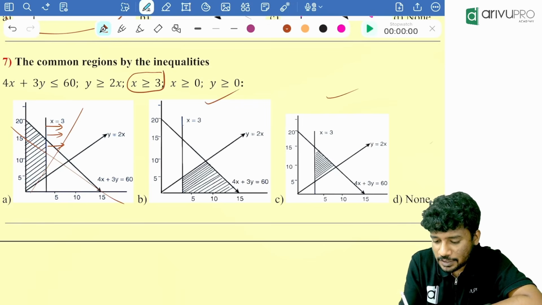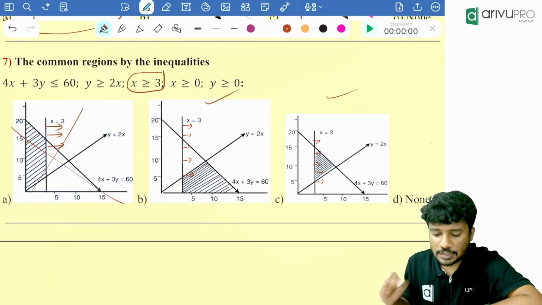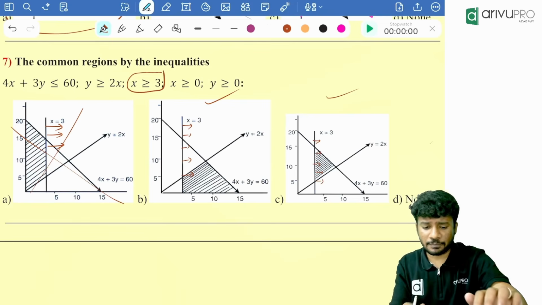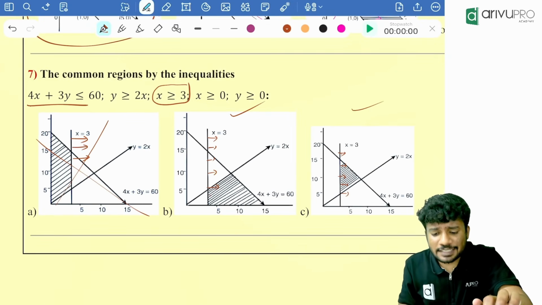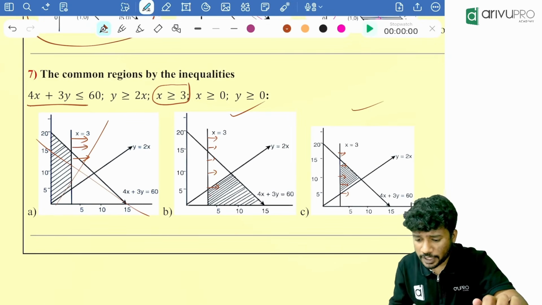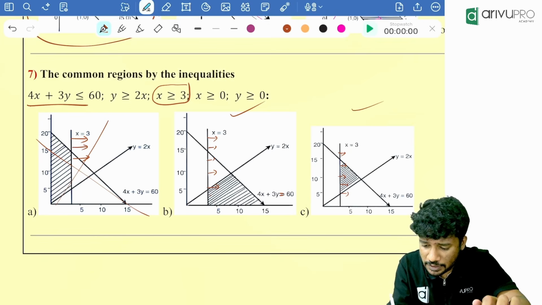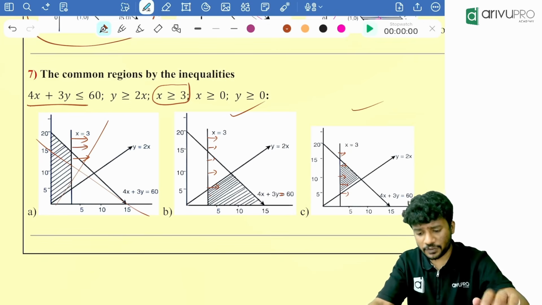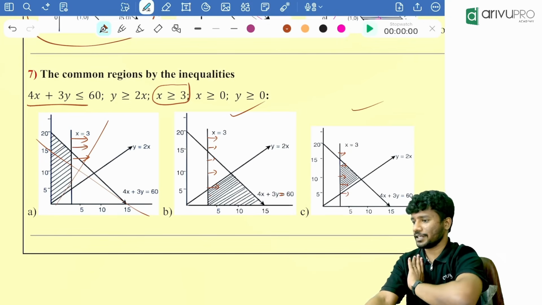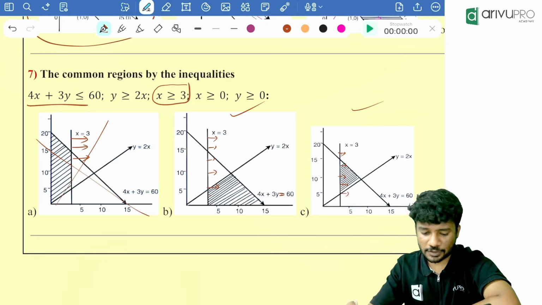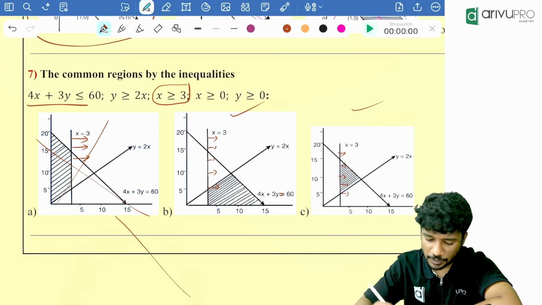Now that means X is towards this side. Correct? Everywhere X is towards this side. Here also X is towards this side. Correct? Yes. Then people, what is the given thing? 4x plus 3y is less than or equal to 60. 4x plus 3y is less than or equal to 60 is this graph. The graph is from upper left to lower right. We know that upper left to lower right. So the graph is like this. It is coming this way.